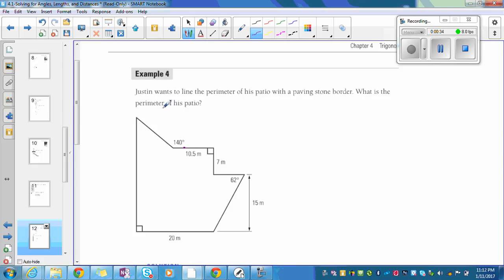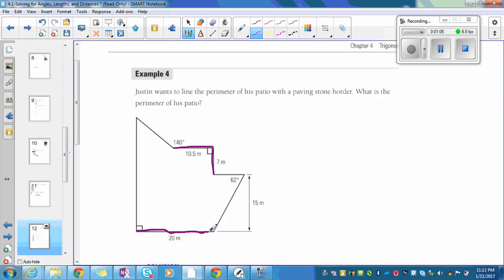It says Justin wants to line the perimeter of his patio with paving stone border. What is the perimeter of his patio? So if we take a look here, we know this length, 10.5, and we know this length, 7. And we know this length, 20 meters.